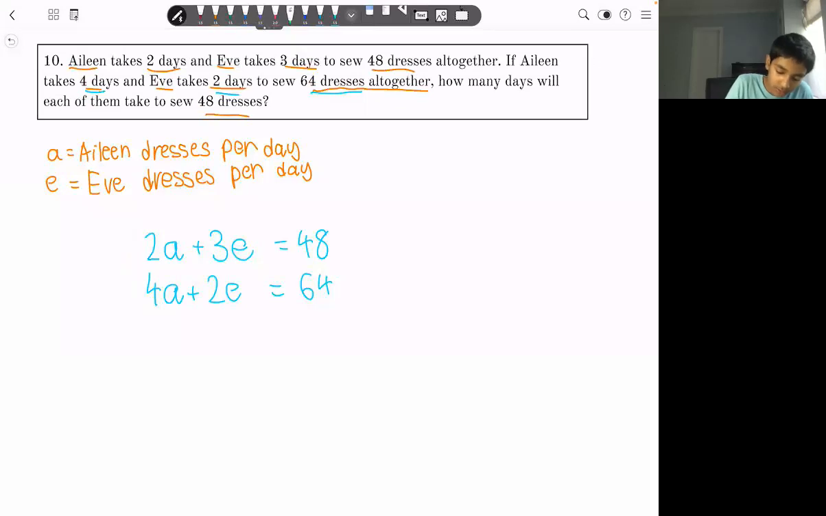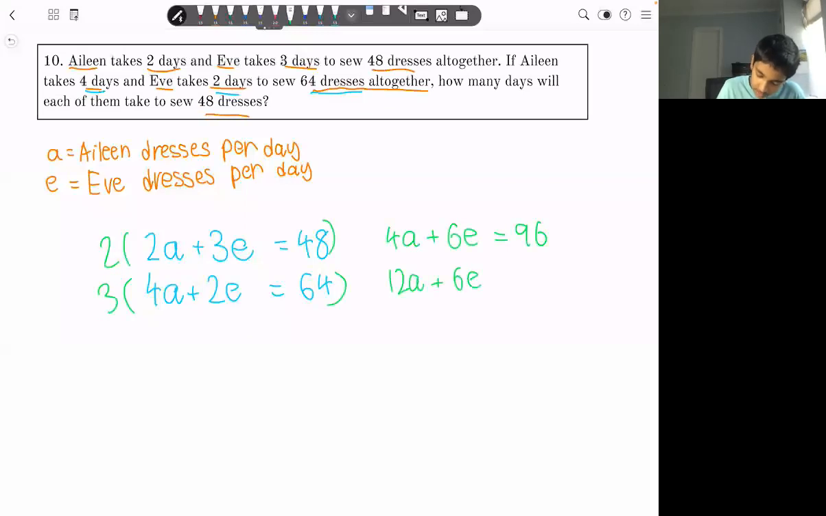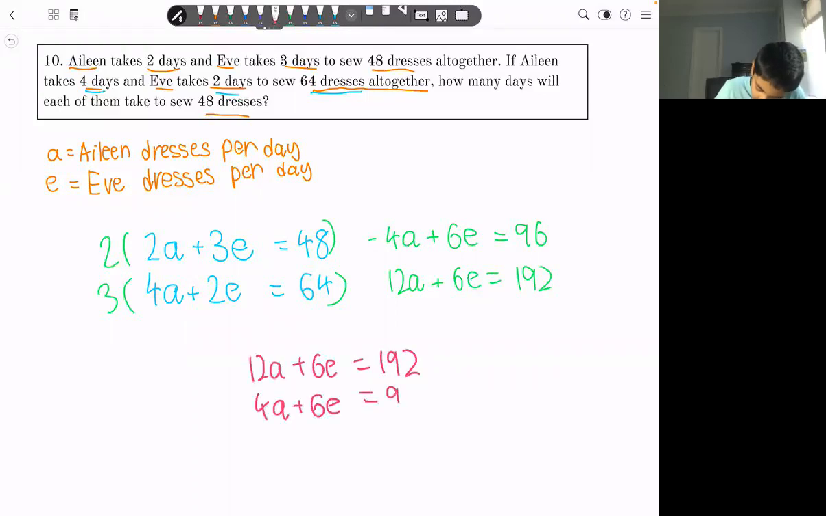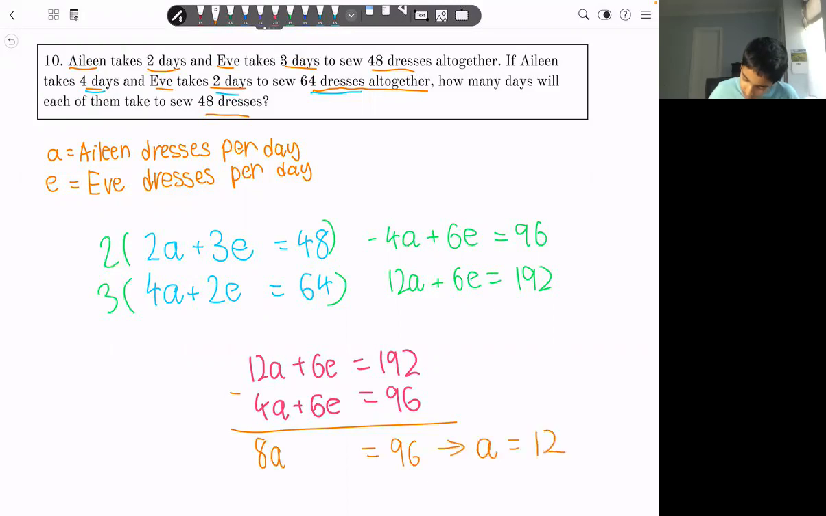So what we do is multiply the first equation by 2 and the second by 3. Now this is 4A plus 6E is 96, and 12A plus 6E is 192. Then we subtract the first equation from the second. The 6E terms cancel, and we get 8A is 96. That means A is 96 divided by 8, which is 12.